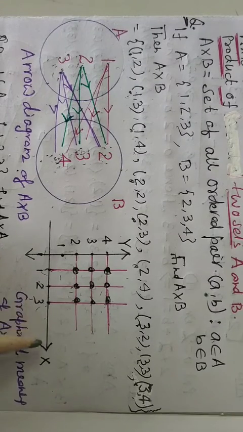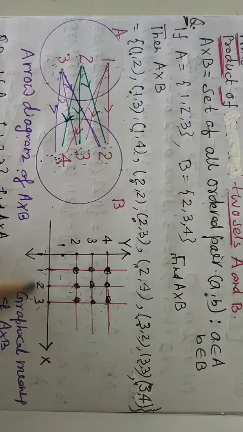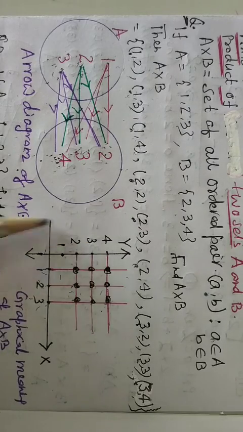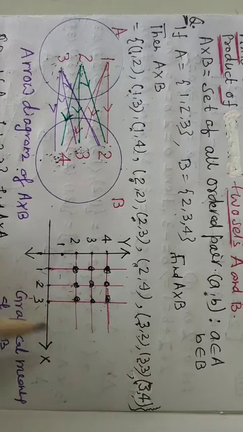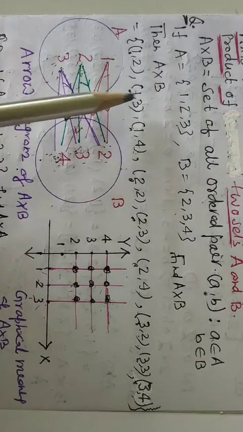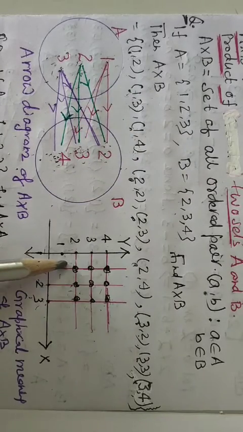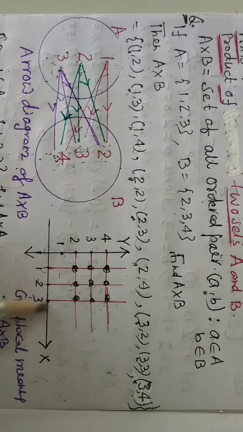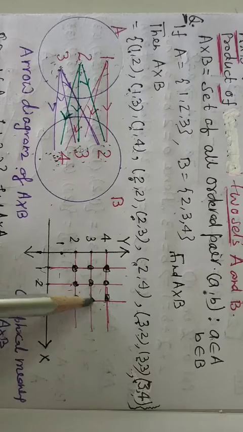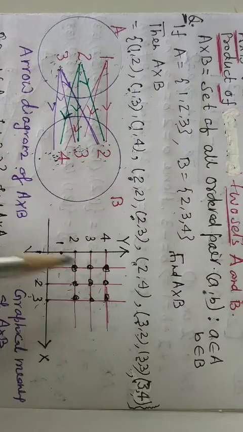This is graphically: 1, 2, 3 set A on the x-axis, set B on the y-axis, and if the horizontal and vertical lines are drawn, these points will denote A cross B. This is (1, 2), (1, 3), (1, 4), (2, 2), (2, 3), (2, 4), (3, 2), (3, 3), (3, 4). All these points are ready.